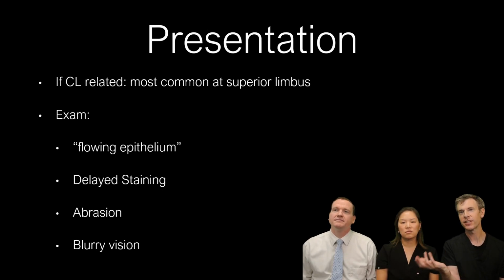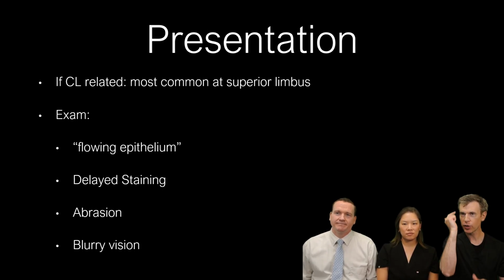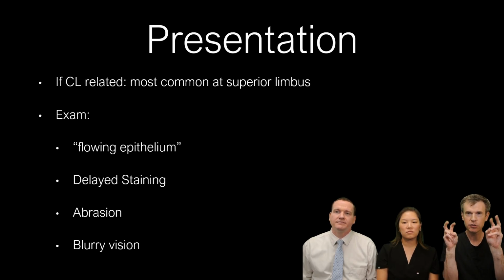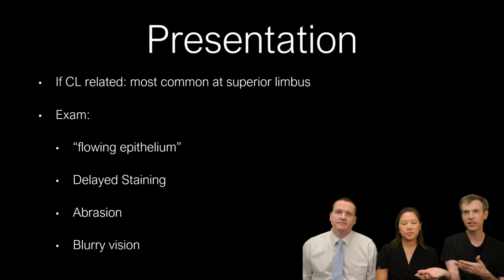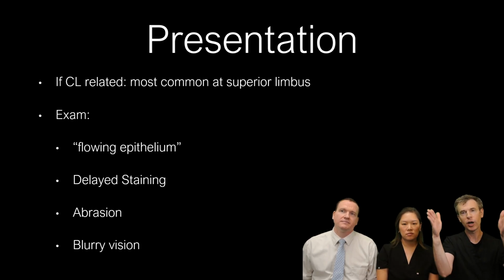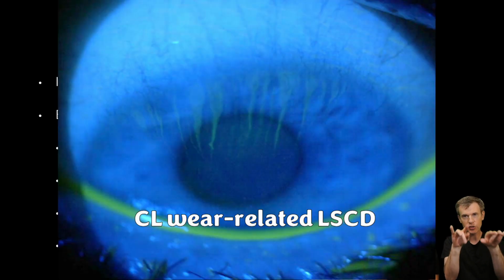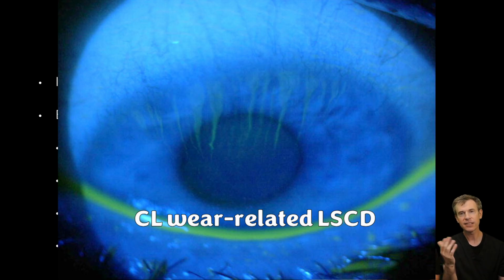The presentation tends to be, if it's contact related, most commonly superior, and oftentimes you hear statements like, oh, there's dryness on the top. There shouldn't be any dryness. Why? Because it's covered and there's a contact lens on. Flowing epithelium is the most common early sign, which is kind of these strands that go down. Delayed staining, meaning you put in stain, don't really see anything, you come back, and it's like, I don't remember anything being there. And recurrent erosions plus a little bit of haze.